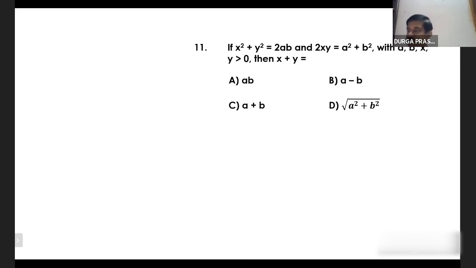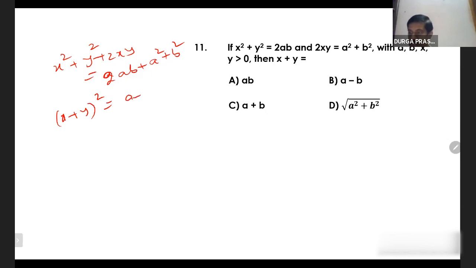See, simple children, if you take the addition of those two, you'll get x square plus y square plus 2xy equal to 2ab plus a square plus b square. So simply (x plus y) whole square equal to (a plus b) whole square. So x plus y equal to plus or minus of (a plus b). So x plus y equal to, you have option C, which is mapping.